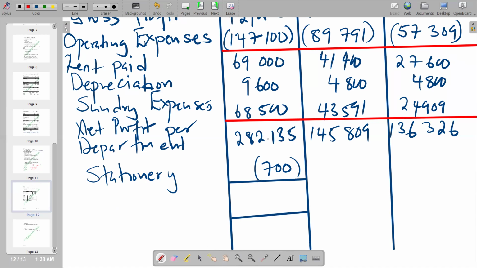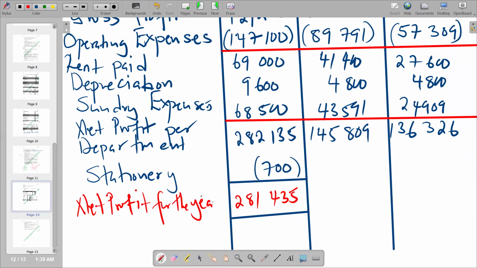So from there, we can find the final answer. So we say 282,135 minus 700. We get 281,435, which is going to be net profit for the year. So basically, this becomes the final figure according to our departmental income statement.